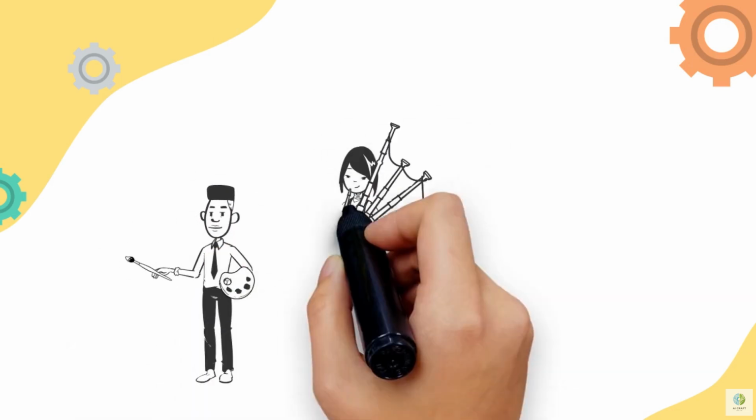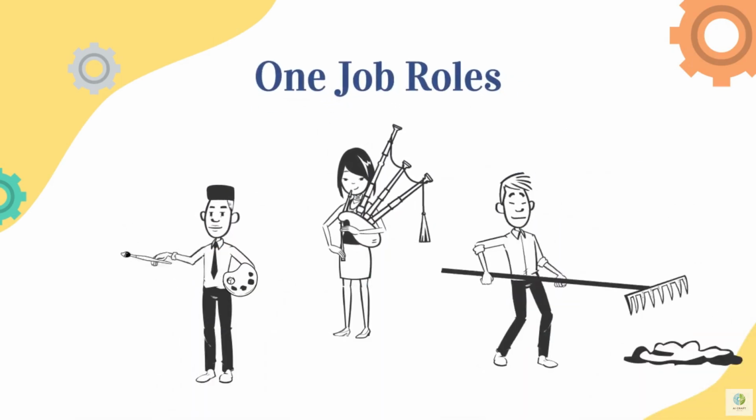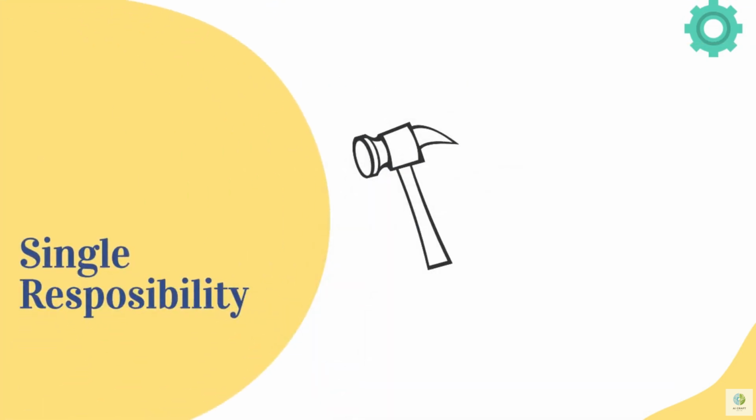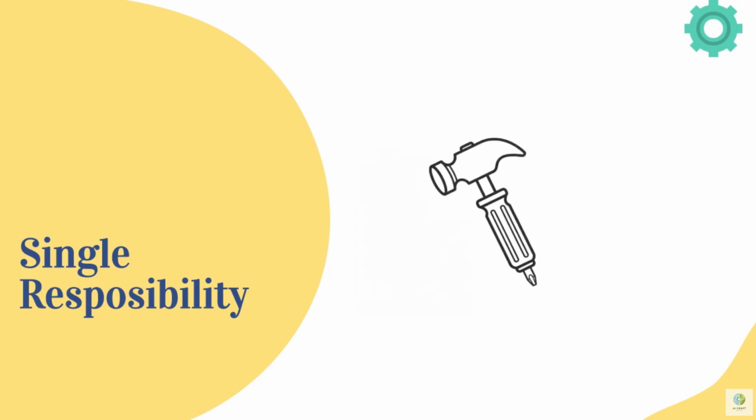Give each class or module just one job. Think of it like a specialized tool. A hammer is for hammering and a screwdriver is for screwing. You don't want a hammer that also tries to be a screwdriver.